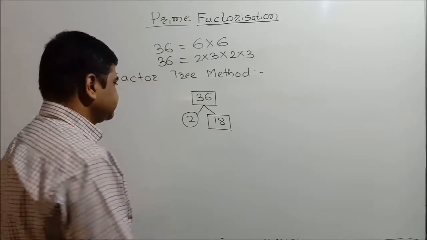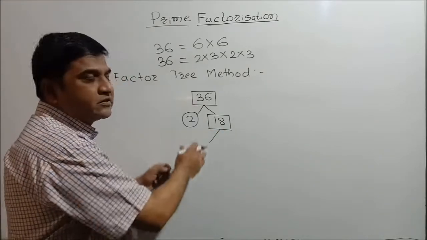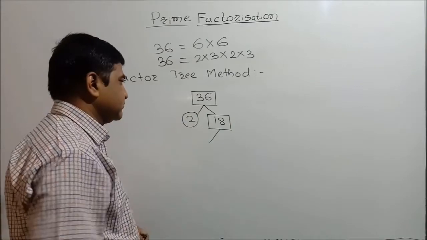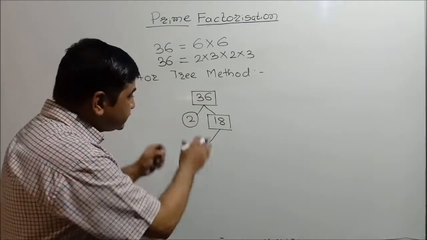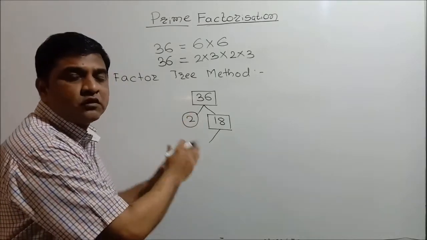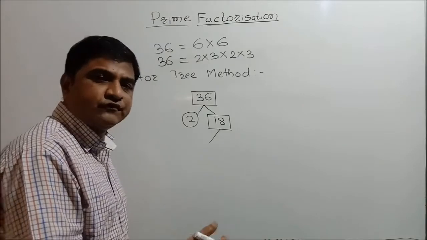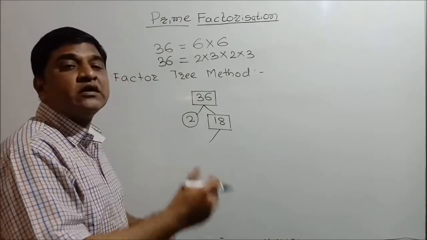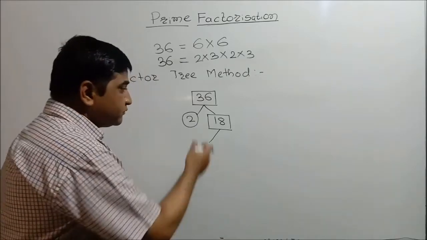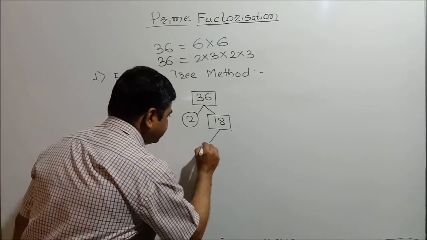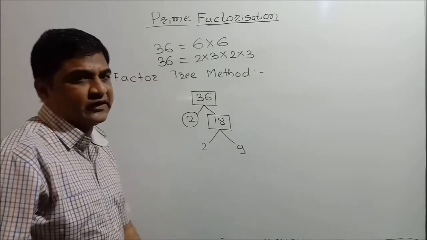Next, again we start dividing the next number with the next prime number. What we get as a quotient, we will divide that number by the smallest possible prime number. If not possible by 2, we'll go for 3. If not possible by 3, we'll go for 5. If not possible by 5, we'll go for 7, and so on. But in this case, I can divide 18 by 2, and when I divide 18 by 2, I will get 9 as the second factor.